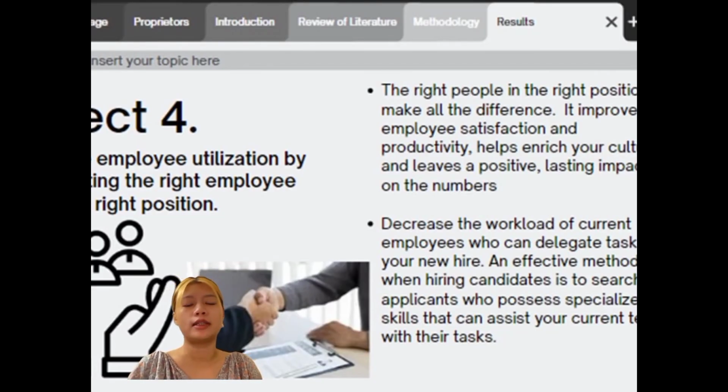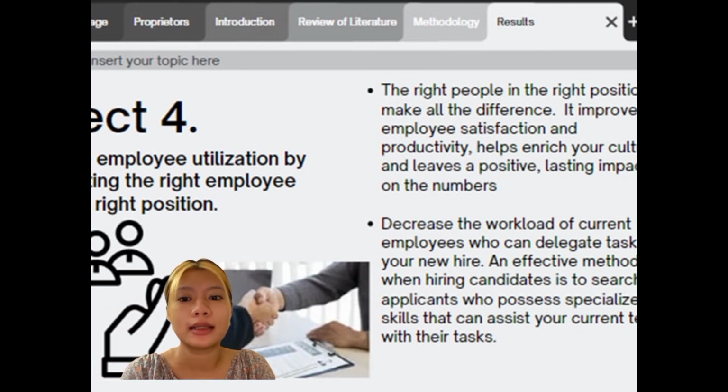So moving on to effect number 4. Number 4 is improving employee utilization by connecting the right employee with the right position. So why is this important? It is very important to hire the right candidate because a new employee can directly influence the productivity and efficiency of your organization. Whether you are seeking to fill a managerial position or any entry-level role, it is often beneficial to onboard a qualified candidate who is very comfortable within your company's culture.